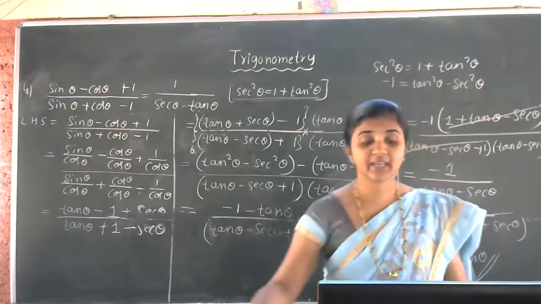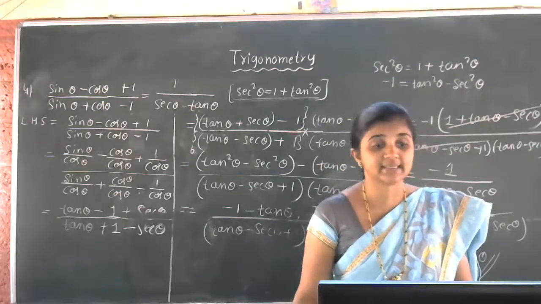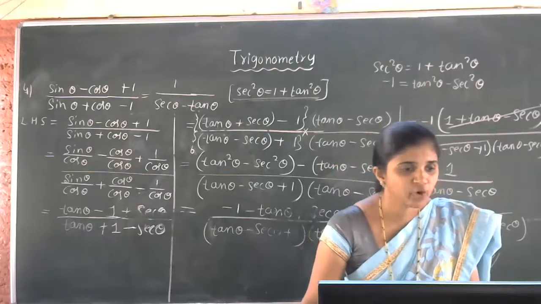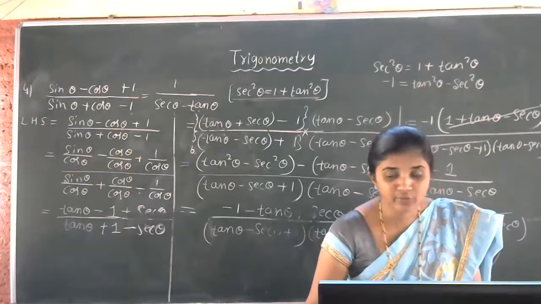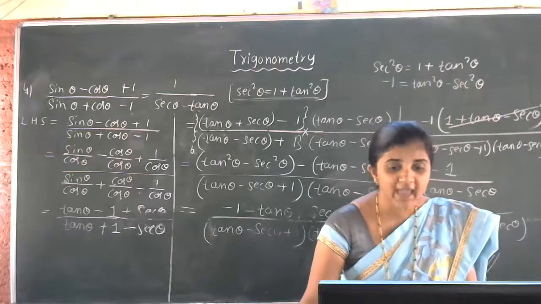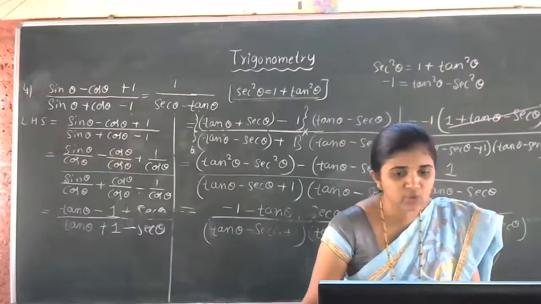Now today's homework is the last exercise, that is the 4th exercise. The 4th exercise is homework. Tomorrow we'll discuss the 4th exercise solution. Is that clear, students? First you have to write the trigonometric identities derivation, then you have to write the example problems, then you have to start with the exercise questions. Is that clear, students? Yes, then we'll meet tomorrow.